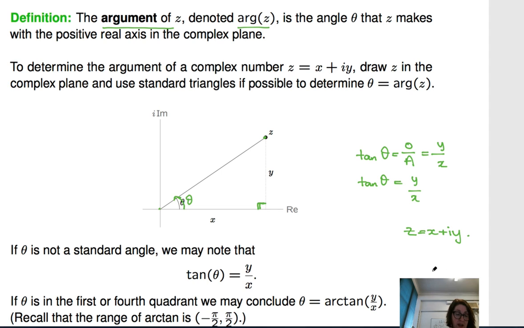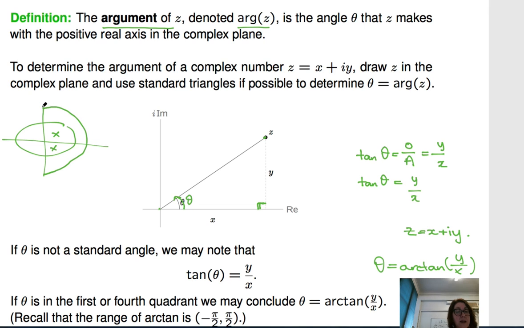If it turns out that theta is in the first or the fourth quadrant, so remember what that meant when we were thinking about trigonometry. We had a circle that looked like that, and this was the first quadrant, this was the fourth quadrant. So if our complex number is either in this upper quadrant or this lower quadrant, then we can conclude that theta equals arctan of y on x, because remember the range of arctan is between minus pi on 2 and pi on 2.